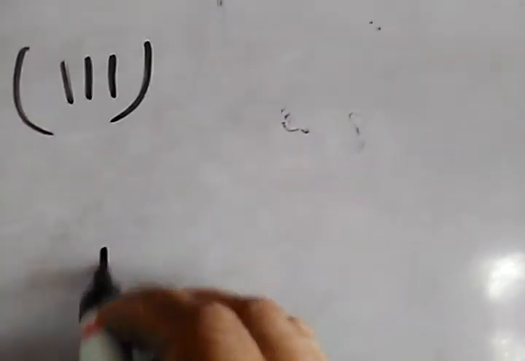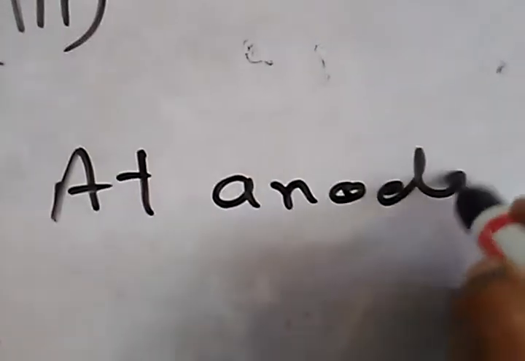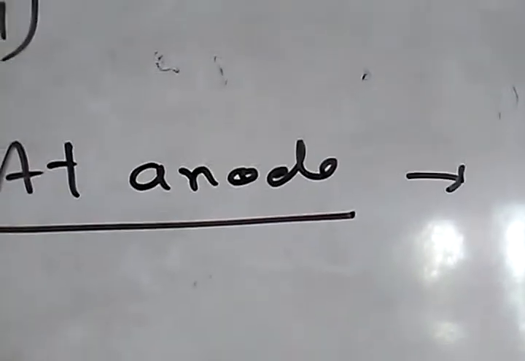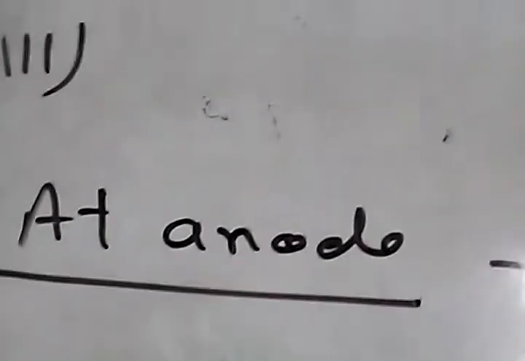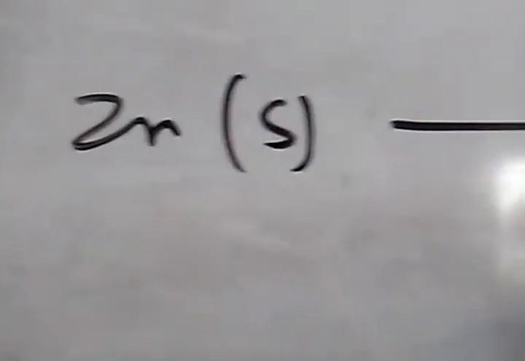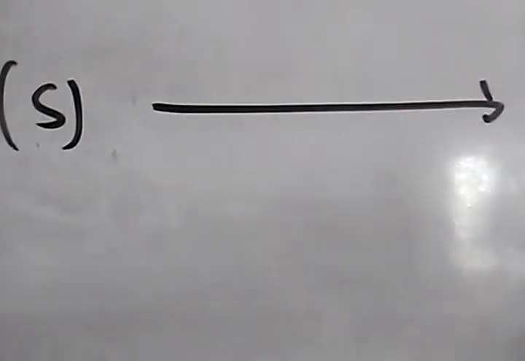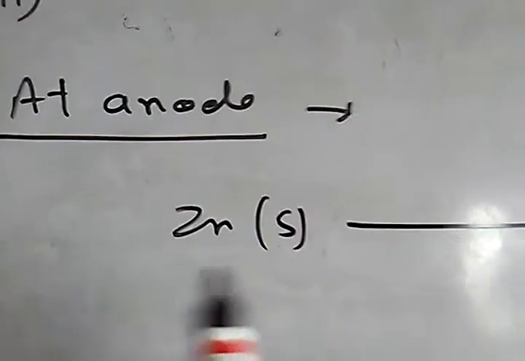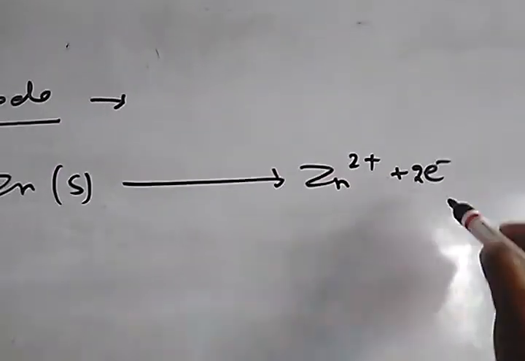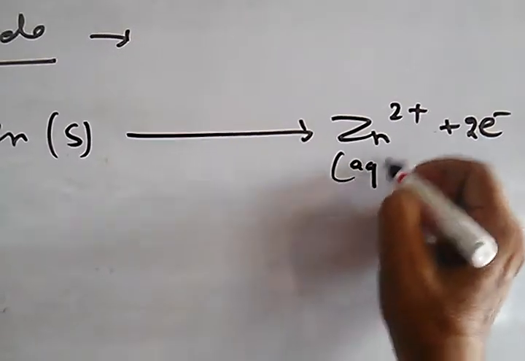The third part of the question is you have to write the individual reaction taking place at each electrode. The reaction which takes place at the anode: only oxidation takes place, as zinc acts as the anode in this cell. That's why zinc will lose 2 electrons to form zinc ion. This is the reaction which takes place at the anode. Zinc will lose electrons to form zinc ion in the aqueous state.